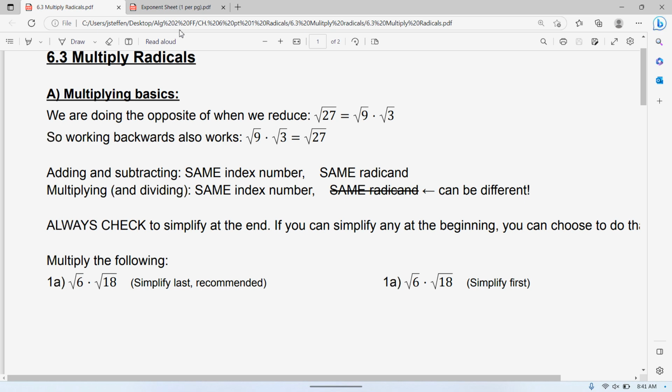I don't have a whole lot of exponent sheets left, but if you need some, I have some, and I will make more copies as soon as I have time today.